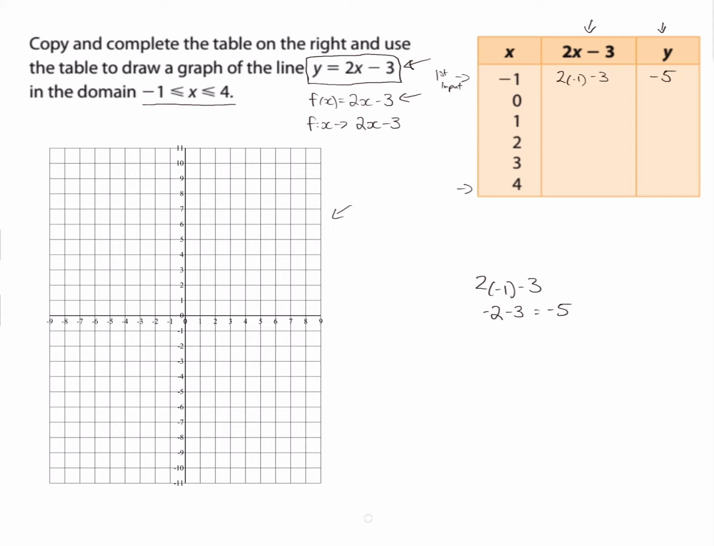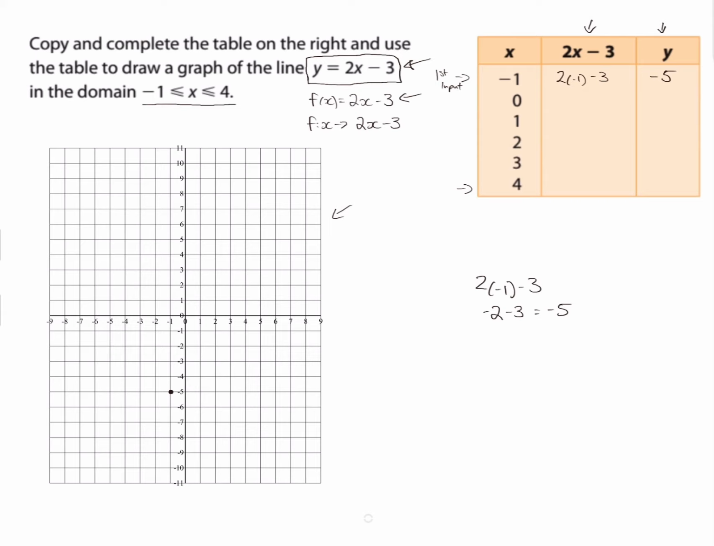Okay, now I can put that on my graph. So I have (-1, -5). So -1 is the x and -5 is the y. So I go to -1 on the x, and then I go down to -5 on the y. And I draw a little dot like that. All right, that's our first one.